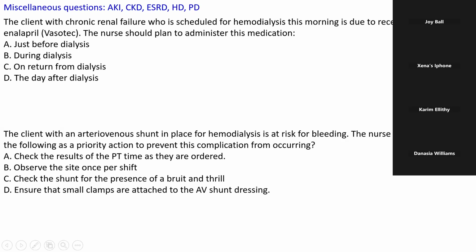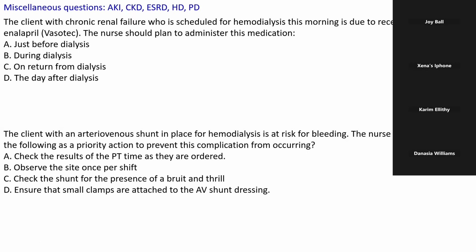Okay, who's Janasia? Can you hear me? Yes, I can hear you. Thank you. Can you take this question, please? The client with an arterial venous shunt in place for hemodialysis is at risk for bleeding. The nurse would do which of the following as a priority action to prevent this complication from occurring?